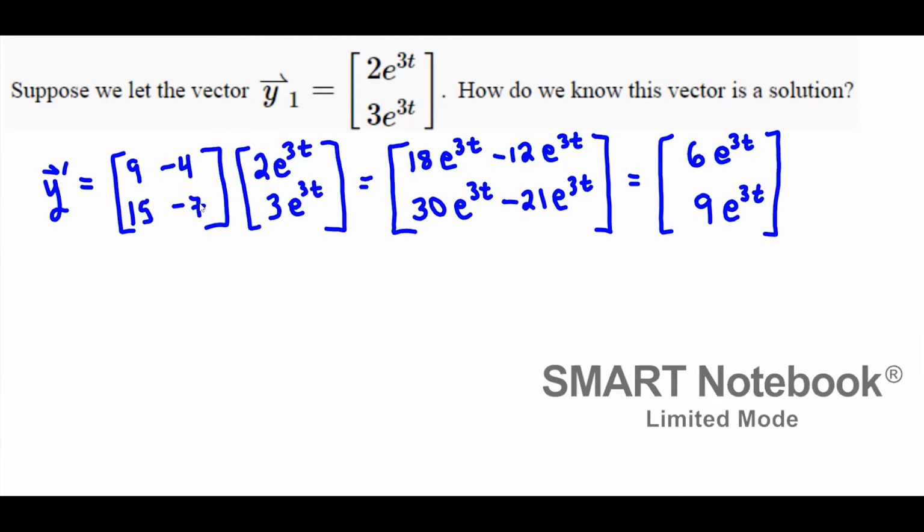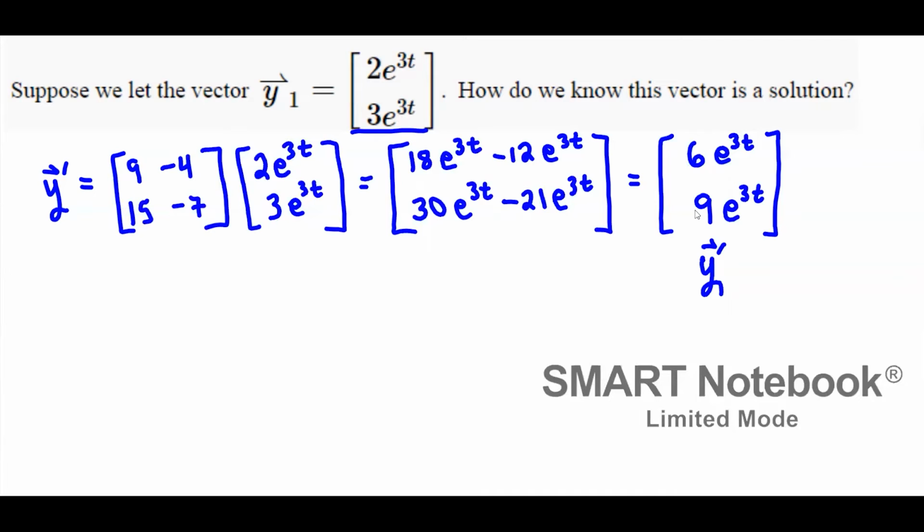All right, so that is what we get when we plug in this y into that equation. Now we're going to check, is this vector y prime, y1 prime, we'll say, the derivative of what we plugged in? And it is, right? If we take the derivative of 2 e to the 3t, because of the chain rule, we multiply 3 times 2, get 6. And here we multiply 3 times 3 and get 9. So this works. So this is one of those solutions.